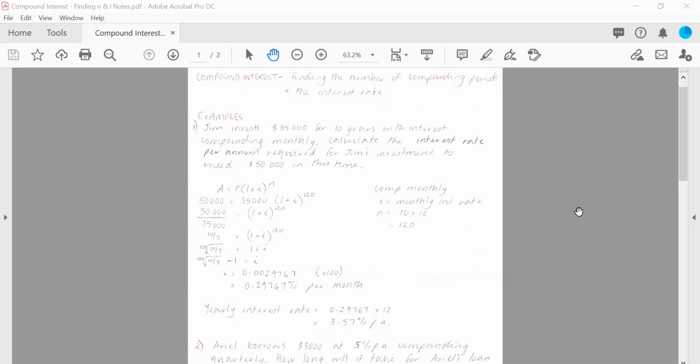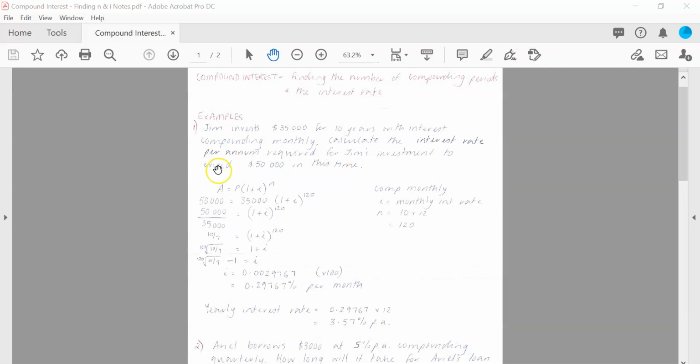Good morning, Year 12. In our lesson today, we're going to look at how we can use the compound interest formula to find the number of compounding periods and the interest rate. Our first example is Jim invests $35,000 for 10 years with interest compounding monthly. Calculate the interest rate per annum required for Jim's investment to exceed $50,000 in this time.